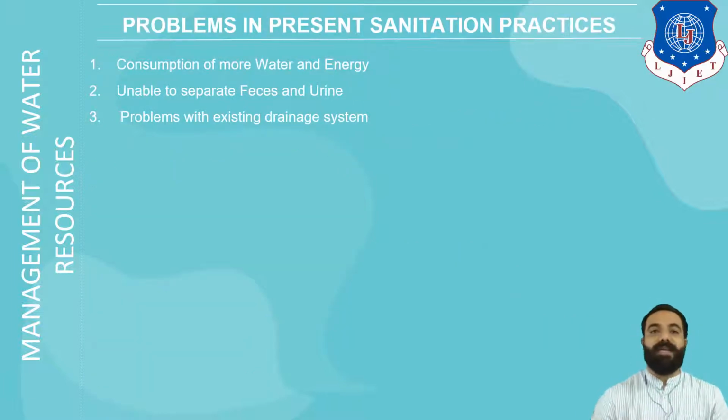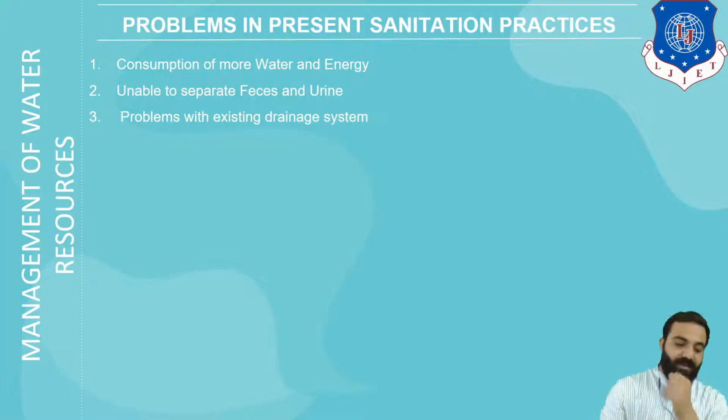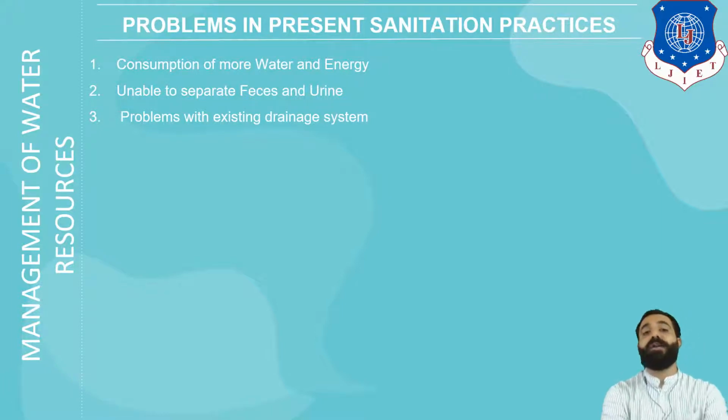There are some problems in present sanitation practices. First one, consumption of more water and energy. Clear? So in our bathrooms, in our toilets, we use the flushing system. Clear? So during this system, they waste or consume more water compared to other methods. Clear? So we can provide an automatic system, meaning the amount required to dispose of that particular excreta is supplied, so we can reduce the consumption of water and energy.